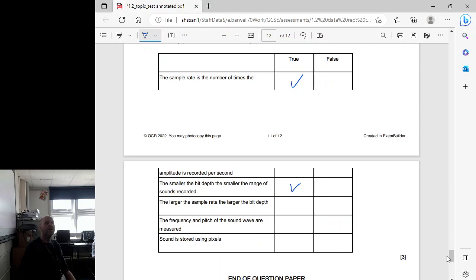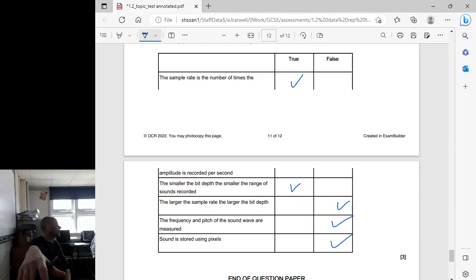Right. The larger the sample rate, the larger the bit depth. They're two separate things. Sample rate is how often, bit depth is how well you can record. So that's not true. The frequency and pitch of the sound are measured. No, the amplitude is measured. We infer the frequency through processing. That's the only one. Sound is stored using pixels. I hope no one ticked that one. Right, so that's false.